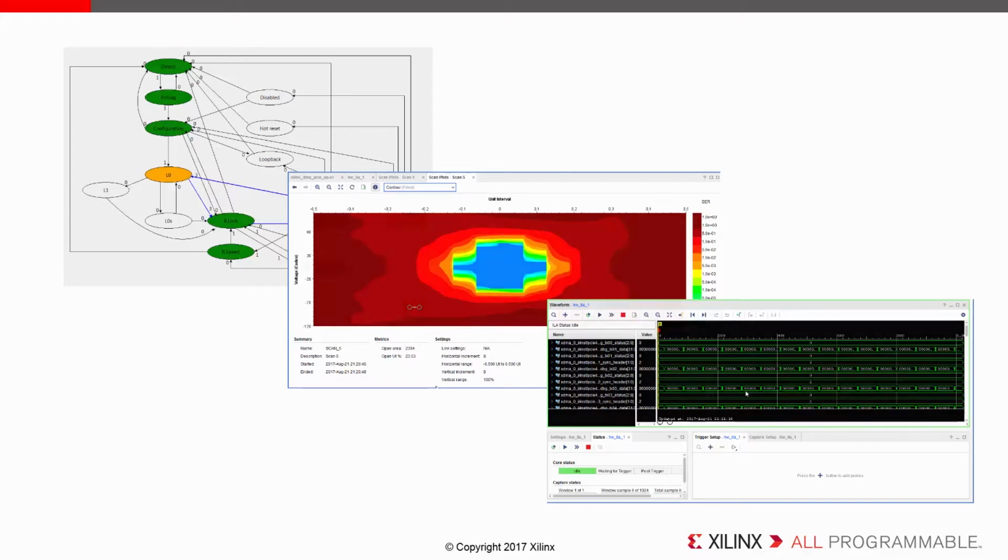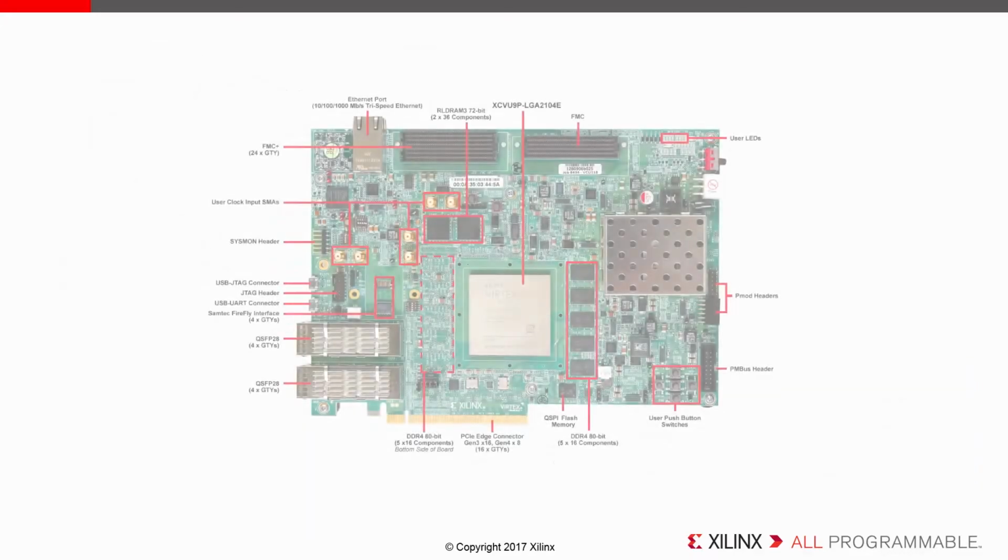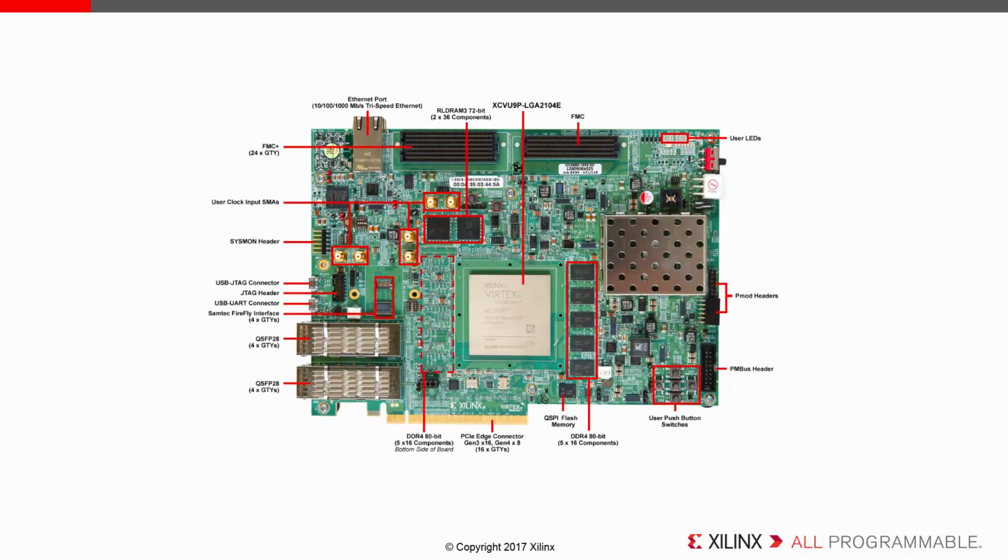We'll look at all three of these debug features running on our VCU 118 board, allowing us to run our PCIe link at up to Gen 3 by 16. Let's go ahead and get started.